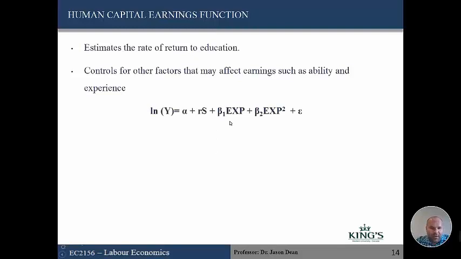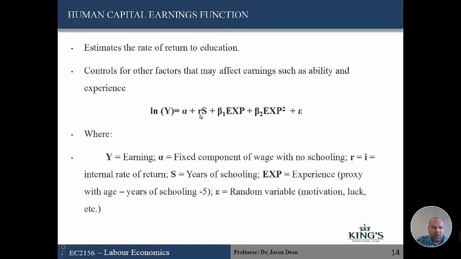So what we do to estimate the returns of schooling is we run what's called a wage regression. On the left here, the dependent variable is log wages. Since there's no logarithms on the right hand side, this is called a semi-log specification. So when we have this, we can interpret the coefficients on these variables as percentages. So if R were to equal 0.10, then we can say that 1 year of schooling increases the wages by 10%.